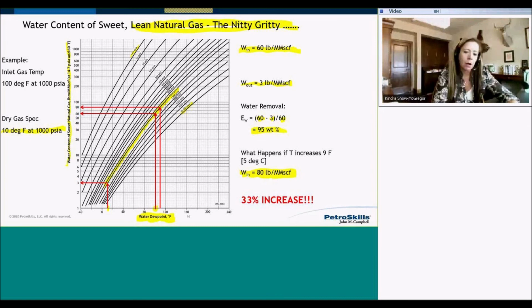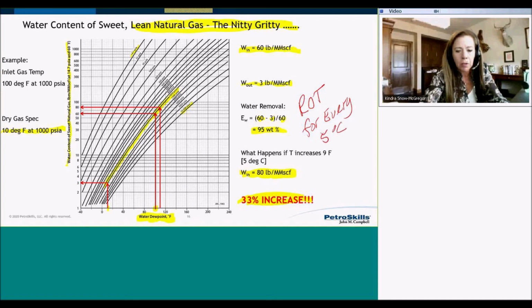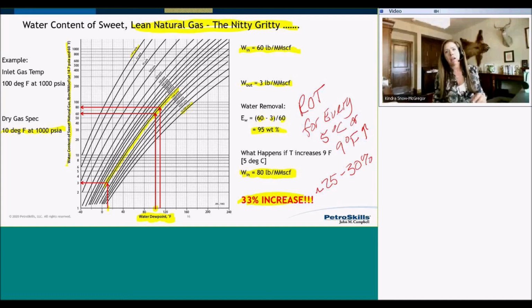If you're taking notes, I would encourage you to do so. A good rule of thumb: for every 5C or 9F increase, your water content is going to go up 25 to 30%, roughly. That's a big deal. If I'm trying to run a plant to remove the water, a 33% increase at the inlet is significant. I know straight up I'm going to need to do something to my plant operations, so that when that temperature increase happens, I adjust the plant accordingly to ensure I'm still meeting that dry gas dew point spec.